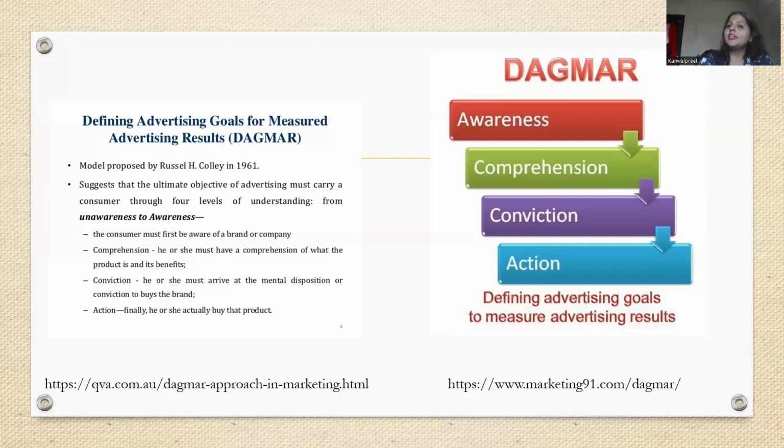Why do I need tea? Suppose, if you are very health conscious, you want green tea. Okay, you want a yoga mat. Why? Because we have created that need. Action: finally he or she actually buys that product.